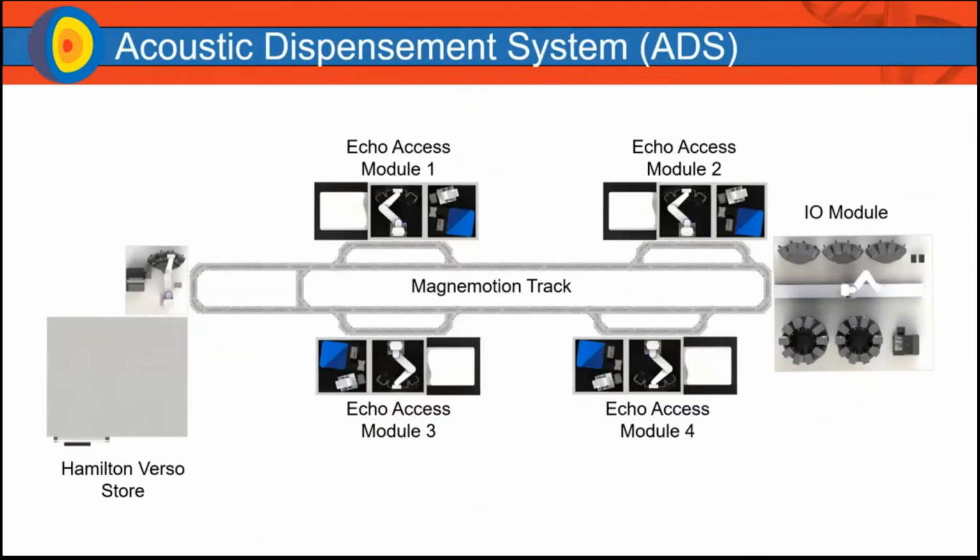In the example here, I'm going to use the acoustic dispensement system that we have here in Indianapolis. Just quickly, you can see it's made up of 4 Echo Access systems. It has an in-out module that's feeding plates in and out of the system. And it has a Hamilton Verso store automated system, which is handling the master compound collection plates and storing those. As needed, those plates can then be sent out to the various Echo Access workstations for acoustic dispensing to create the assay-ready plates that our scientists are relying on to be able to do their research.